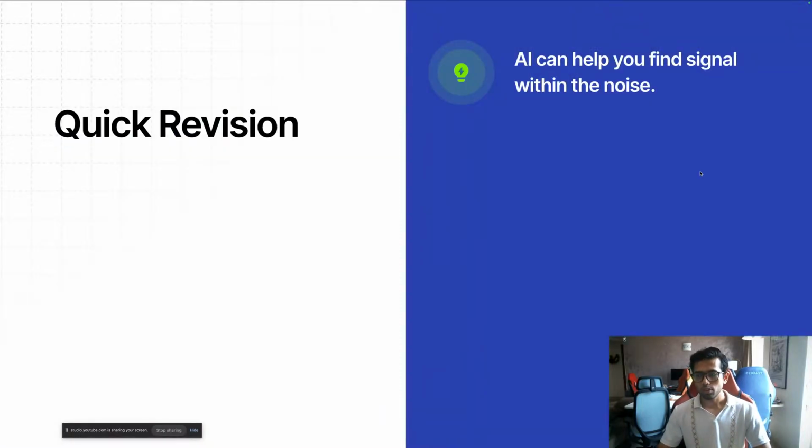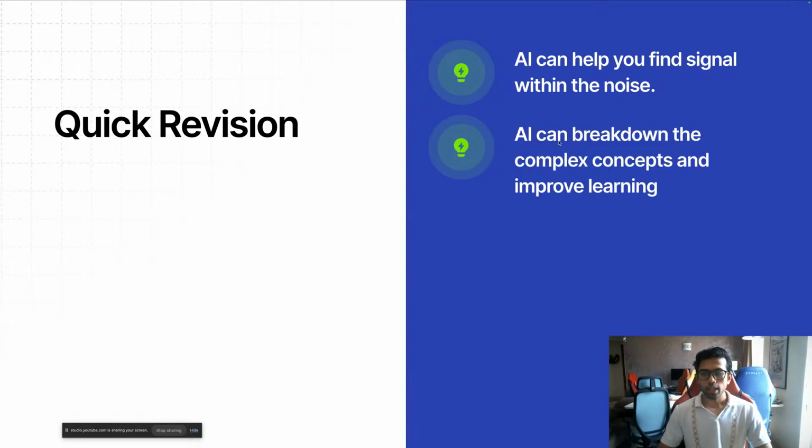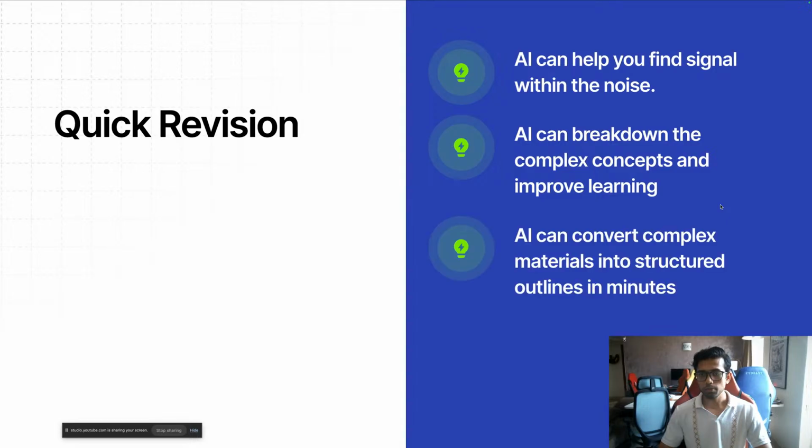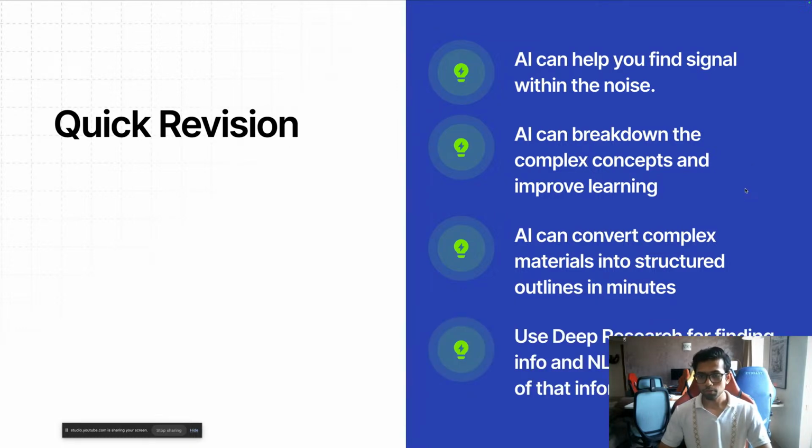So let's revise what we learned today. AI can help you find signal within the noise using the deep research feature of Gemini. AI can break down complex topics and improve learning. We learned that using the storybook feature inside Gemini. AI can convert complex materials into structured outlines in minutes. That's what we learned using the mind map option. Then we have, you can use deep research for finding information and Notebook LM for making sense of that information.